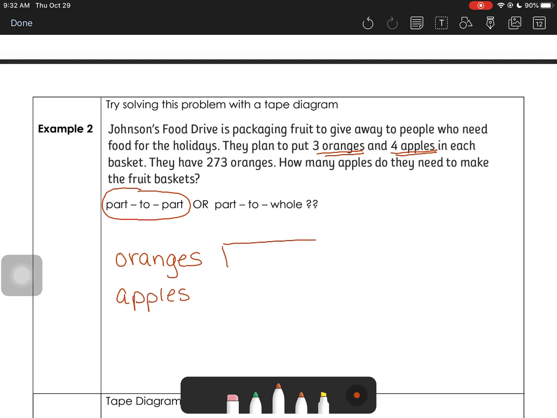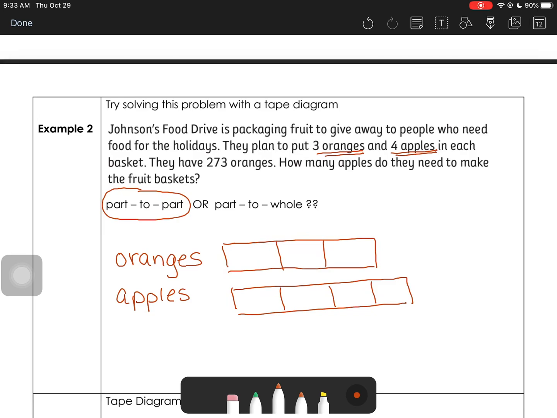The oranges are going to have 3 sections, and the apples are going to have 4 sections. Each section is the same. So since for the oranges there are 3 sections and there's a total of 273 oranges, we're going to take 273 divided by 3. 3 goes into 27 9 times. Bring down the 3, and 3 goes into 3 once. So each section would be 91 oranges.